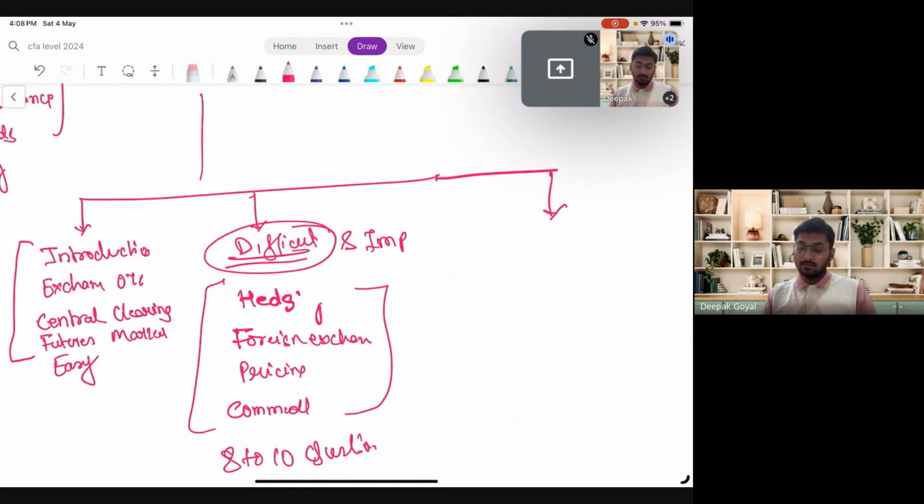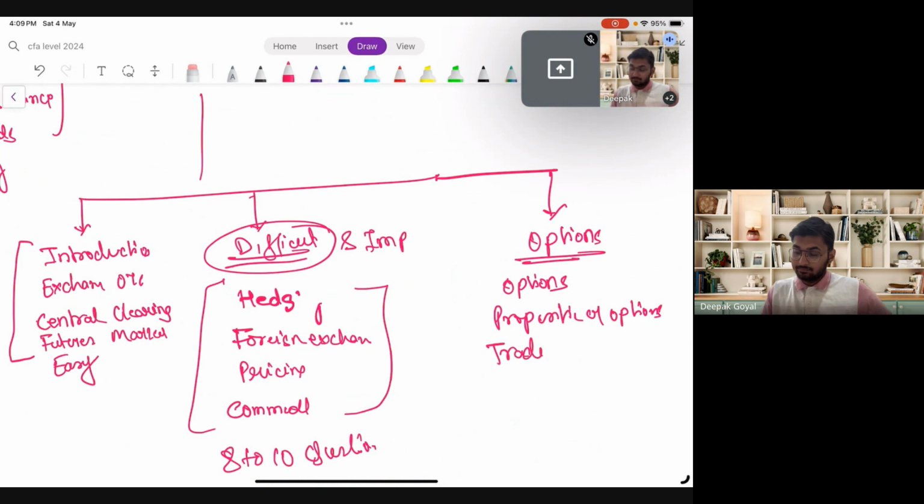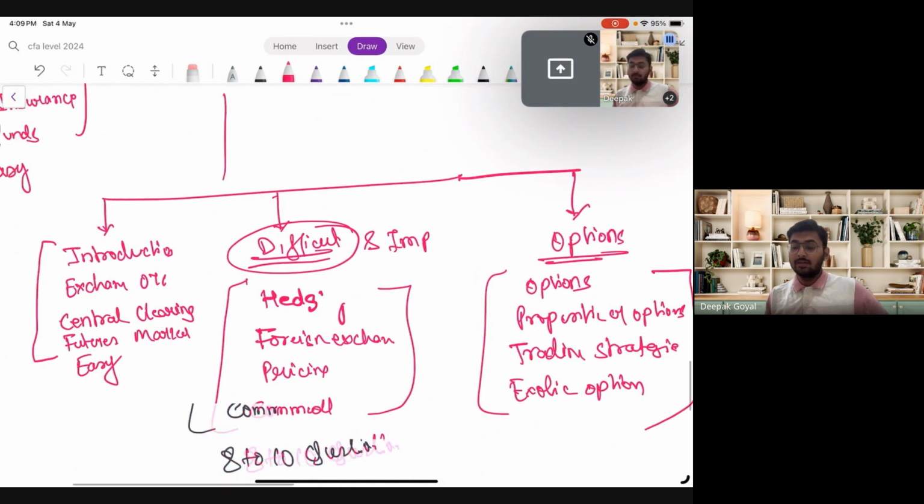Now, the fourth segment of this is your options. Again, difficult and important. Clear? One is your options only. Clear? Then you have properties of options. Properties of options. Trading strategies. Trading strategies. And the last is exotic options. This is your third head of the derivatives.